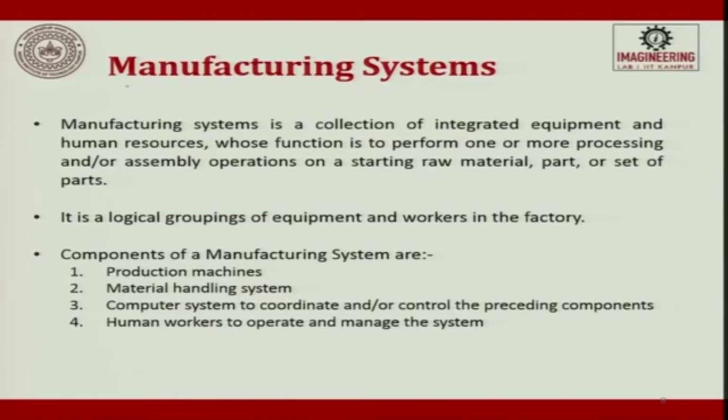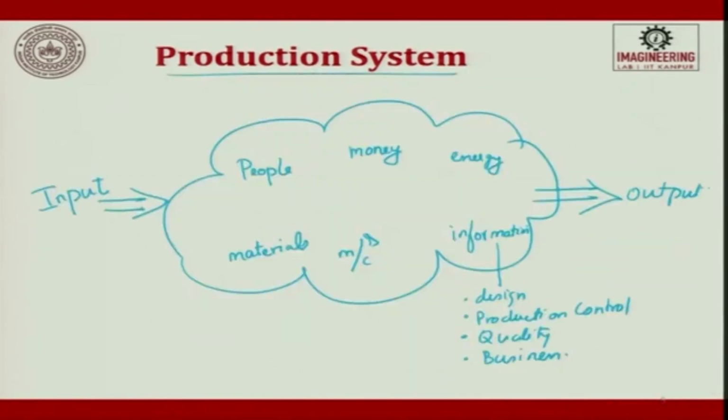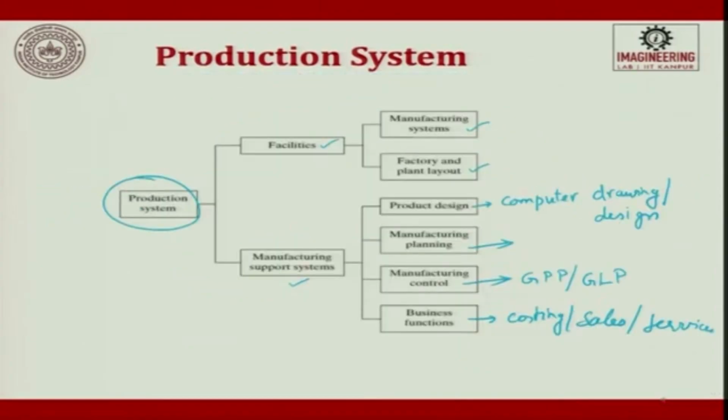Now, let us look into what is manufacturing system. Manufacturing system is a collection of integrated equipments and human resources whose function is to perform one or more processing and or assembly operations on a starting raw material, part or a set of parts. This is called as manufacturing system. So, if you go back and look at it, where is manufacturing systems? So, this is what is manufacturing systems.